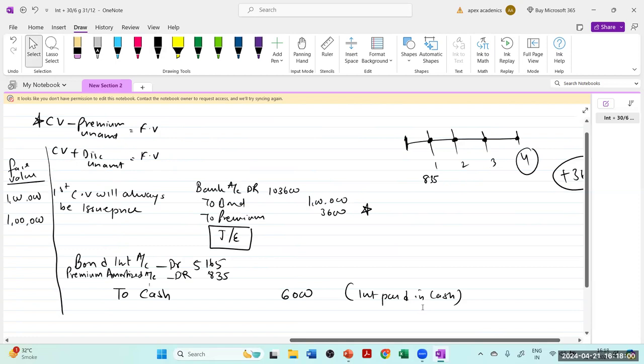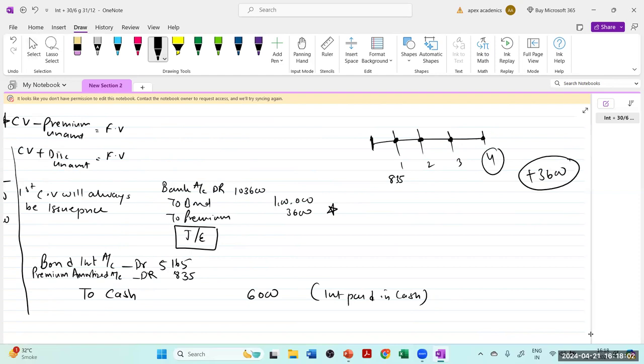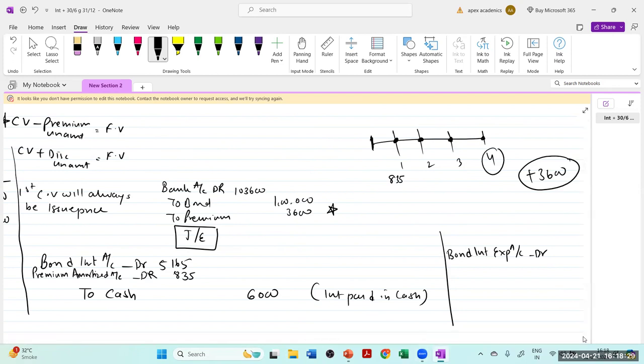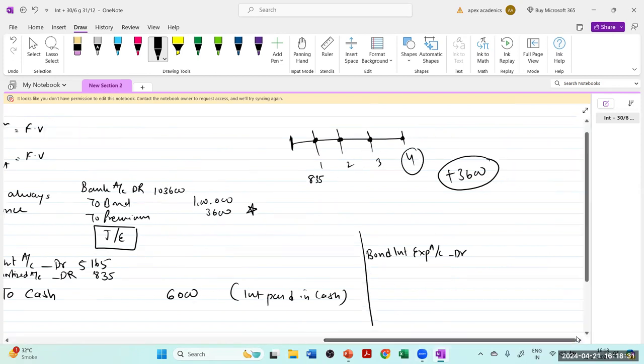In the previous question, what did we do for discount amortization? We passed an entry, bond interest expense account debit. We passed this entry for discounts. So, how much was that entry passed on? I believe, if you check in your notebooks, the bond interest expense was 4835 for the first one. Can somebody confirm?